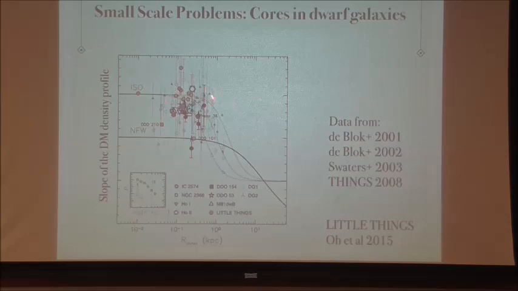Basically, these are more consistent with the cored profile, these are more consistent with the NFW profile, and then there's data from a number of different studies here. LITTLE THINGS are high resolution HI, these other ones are from optical H-alpha measurements. And so what you're seeing is, on the whole, dwarf galaxies prefer cores instead of cusps. So that's one kind of small scale problem.